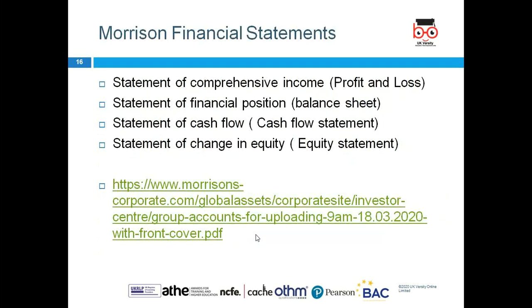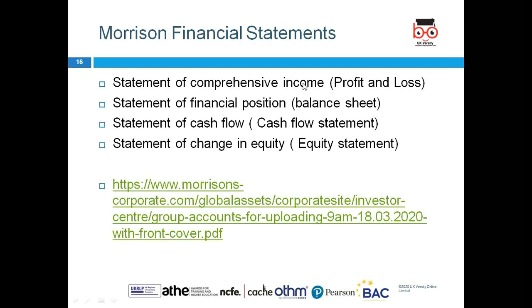These are the financial statements prepared by companies such as Morrison. Today we'll discuss, and I picked the example of Morrison. These are the four statements we prepare in accounts. First, the statement of comprehensive income, also known as the income statement, also known as profit and loss.